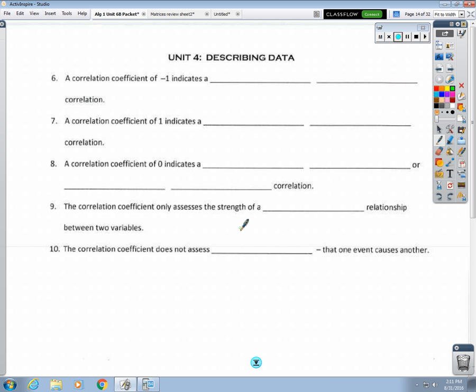Okay, now, the correlation coefficient is a number that ranges between -1 and +1. You will never have a correlation coefficient outside of that range. It'll be a number somewhere between -1 and +1. Okay? A correlation coefficient of -1 indicates a strong negative correlation. Okay, so if -1 indicates strong negative, what does +1 indicate? Strong positive. Okay, now obviously, between -1 and 1, we have 0, and then a bunch of decimal values between those two.